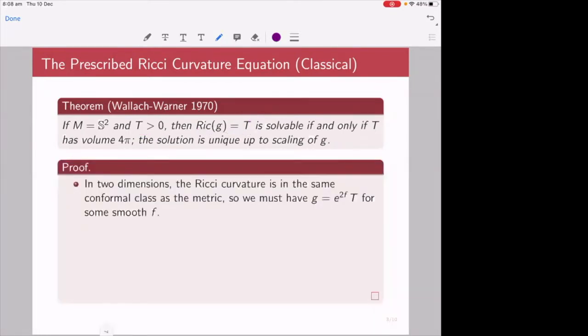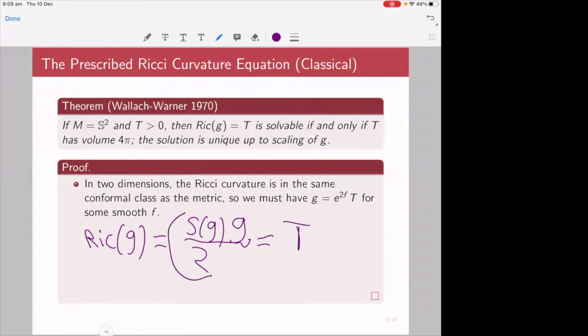So what makes 2 dimensions so special? Well, in 2 dimensions, the Ricci curvature is always in the same conformal class as the metric. We know that in 2 dimensions, the Ricci curvature is always given by the scalar curvature times g divided by 2, depending on your conventions. So this means that if we're going to insist that this Ricci curvature is the same as t, then g times some scalar function has to be the same as t. So that means that the metric solution g we find actually has to be in the same conformal class.